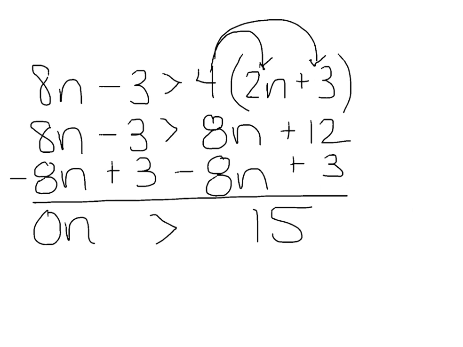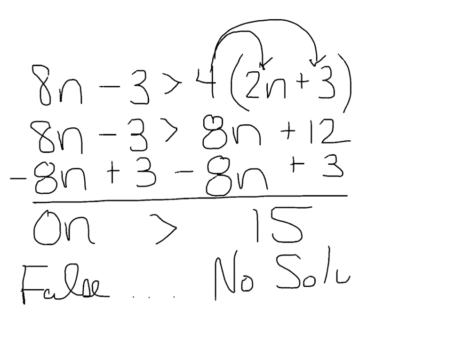Okay, we have a problem here. Everybody, we have 0 is greater than 15. Since when is 0 bigger than 15? Never. If this happens when you do a problem where you get an answer that's not true, that's not true. 0 is never bigger than 15. Never. If we are false, our answer is no solution.